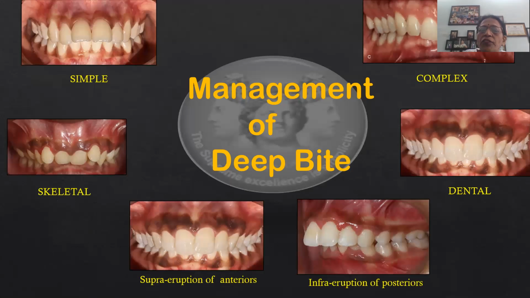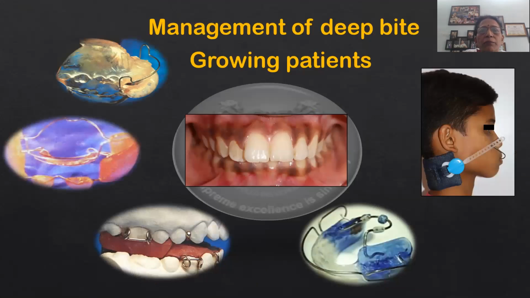Coming to the management of deep bite, the decrease in the vertical discrepancy could be because of a skeletal nature or a dental one. It could be because of supraeruption of the anteriors or infraeruption of the posteriors. As we all know, growing patients with deep bite are often associated with a skeletal class 2, and the functional appliances work best in those cases because you get more of a horizontal increment.